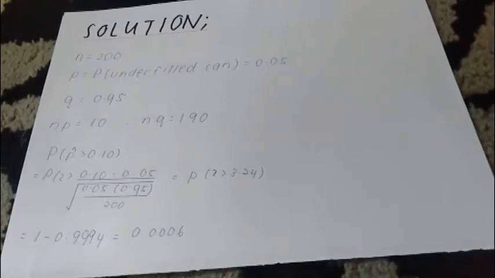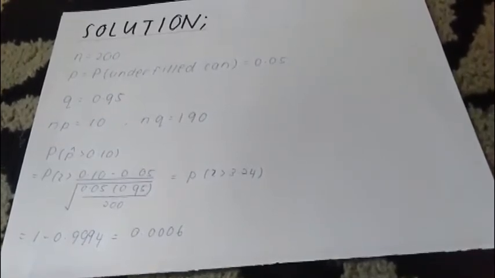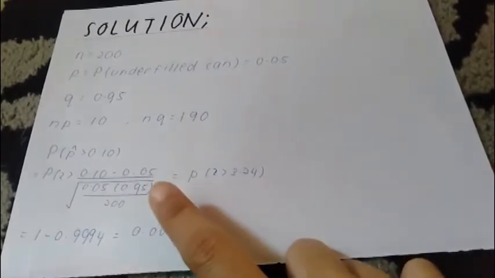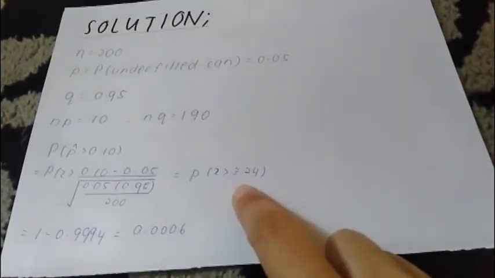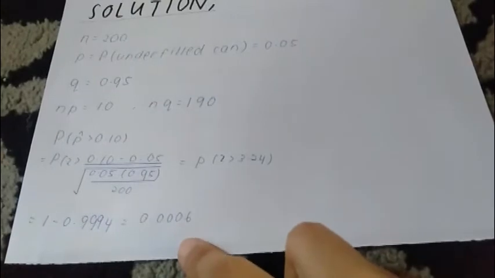This is the solution. N equals 200. P, the underfilled proportion, is 0.05, Q is 0.95, and NP is 10 and NQ is 190. We just insert into the formula and we get the Z, and then we get the answer.